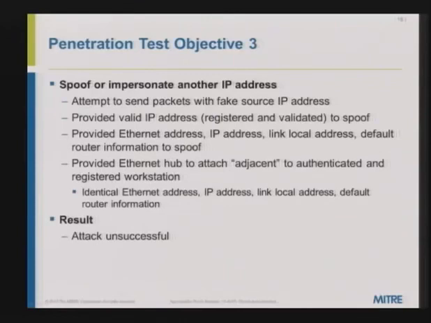Next, they were asked to try to impersonate or spoof another device that was already authenticated. They first tried to send a packet with a fake source address. Next, they were provided with a MAC address and IP address of a validated system that was in use. They also tried this with a hub between the system and the switch. Again, they were unsuccessful in achieving any of these objectives.